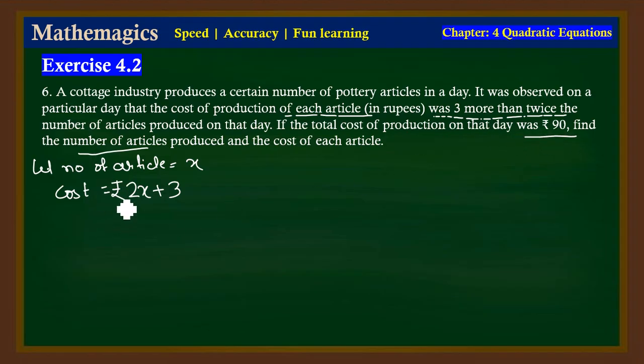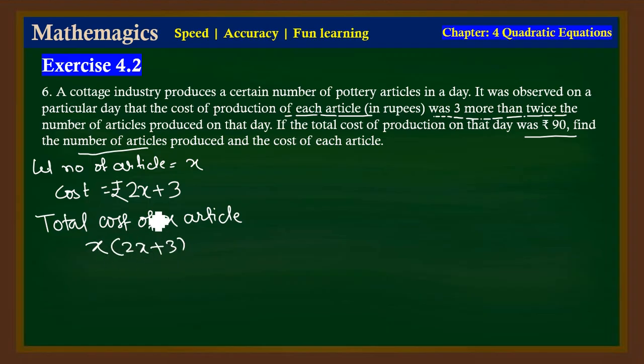Now dear friends, the question is saying that the total cost of the production was 90 rupees. So if for one article the cost is 2x plus 3, then for x number of articles the total cost of x articles is equal to how much, dear friends? That becomes x into 2x plus 3. Just consider that the cost is equal to 5 rupees. So what is the number of articles x?